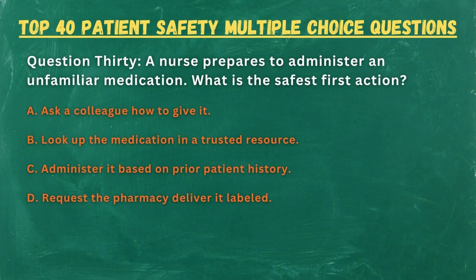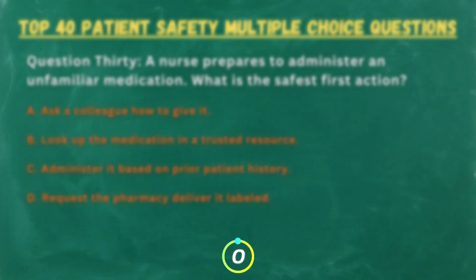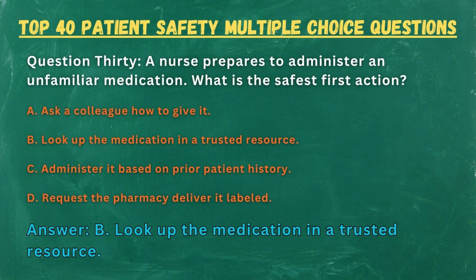Question 30. A nurse prepares to administer an unfamiliar medication. What is the safest first action? A. Ask a colleague how to give it. B. Look up the medication in a trusted resource. C. Administer it based on prior patient history. D. Request the pharmacy deliver it labeled. Answer: B. Look up the medication in a trusted resource.